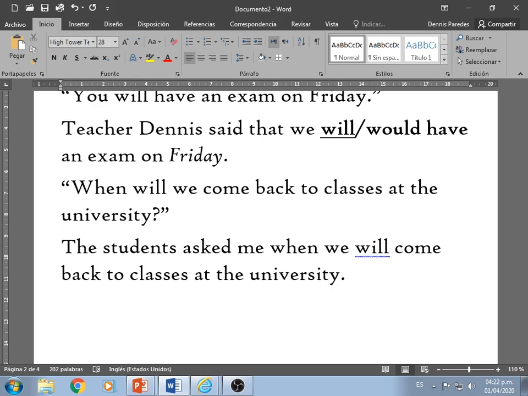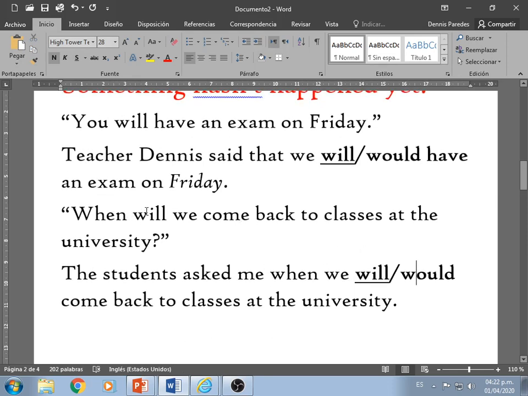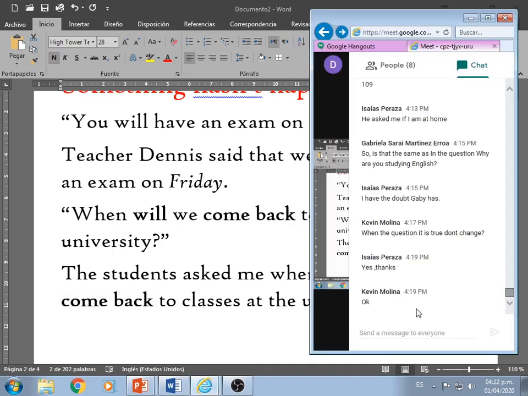If you see again, here we're going to have will, because if we want we can change this into would because we're reporting. But why are we using will? Because it's something that hasn't happened yet. Are we back in classes at the university? No. So because we haven't gone into this activity, we can use the same tense and not change it. Now, am I clear with this, everyone?